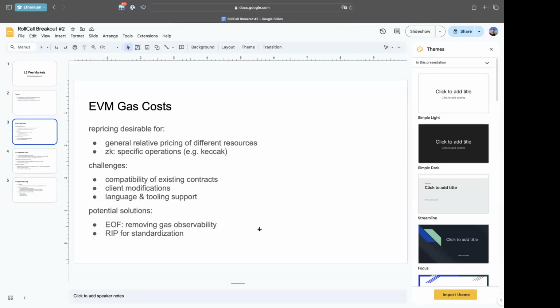There's this proposed feature called EOF, so versioned bytecode, and one of its goals is to remove gas introspection from contracts, and that way it would at least make contracts more able to run on instantiations of the EVM that have somewhat different pricing under the hood. So that was topic one. Again, I'm just going to go quickly through them just to have something that we can then refer back to.